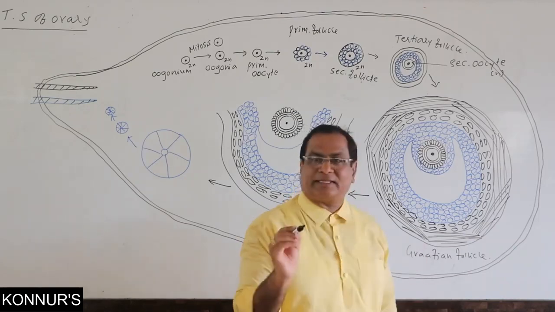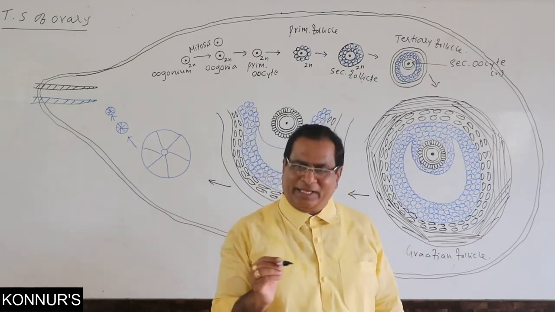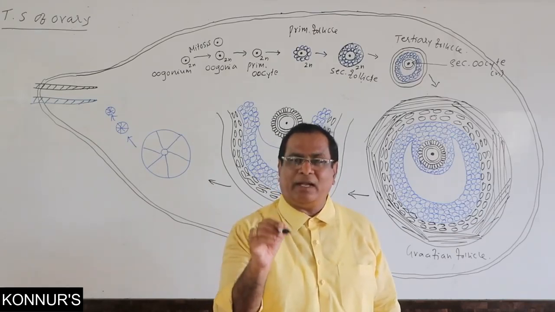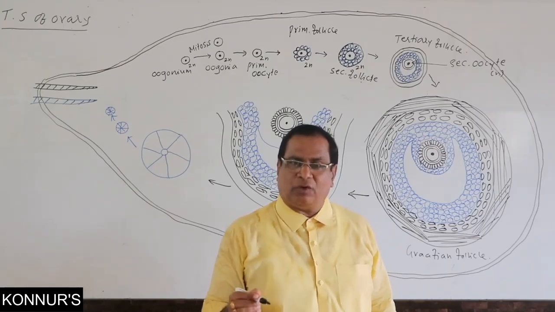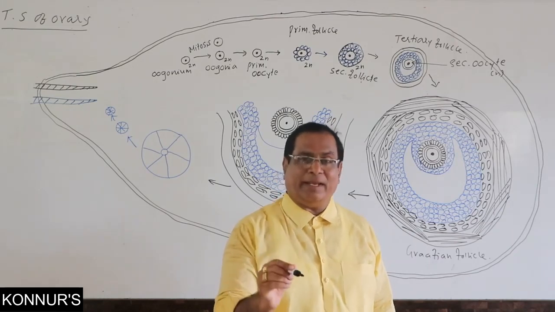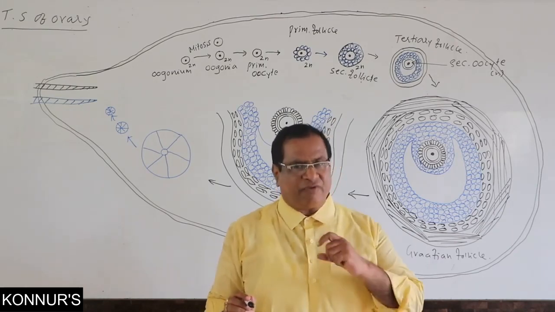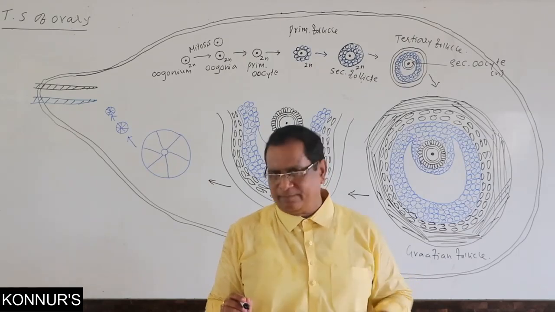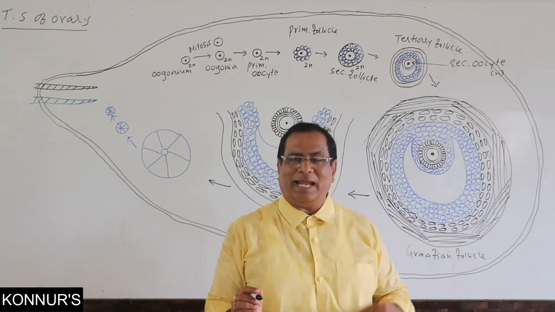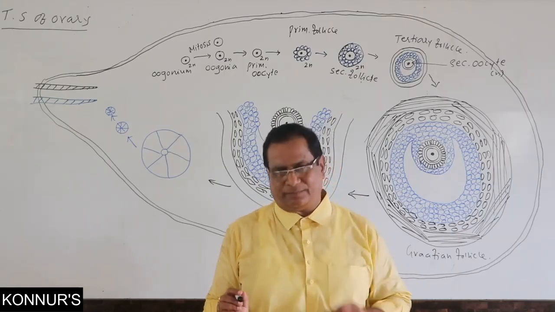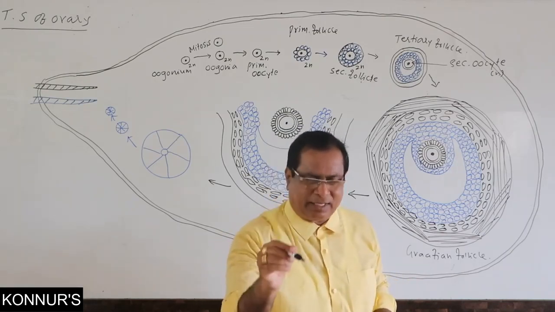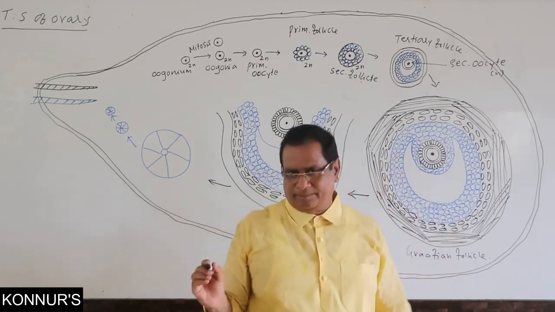And during the development of Graafian follicle, one female sex hormone is produced. That female sex hormone is estrogen. That estrogen is meant for initiation of secondary sexual characters in case of females. Those are feminine voice, hip broadening, enlargement of pelvic region and enlargement of breast. They are induced by estrogen that is secreted by Graafian follicle.